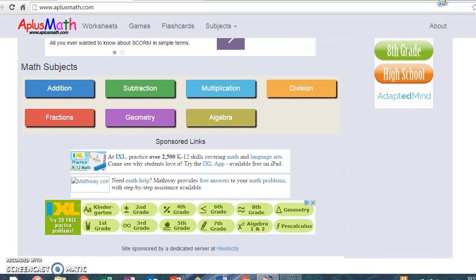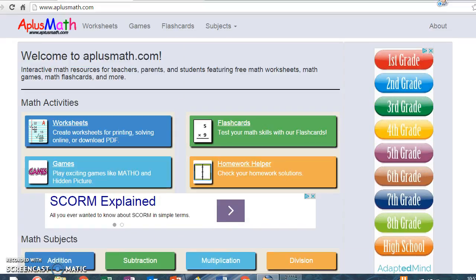But overall, I think it's a good website, and there's a lot to offer, and it can be especially helpful with teachers trying to get out of the students' comfort zone for what they're used to learning for math. They can get a little bit more outside influence on what they're learning. And that is my website review.